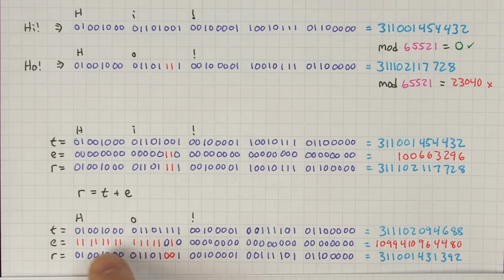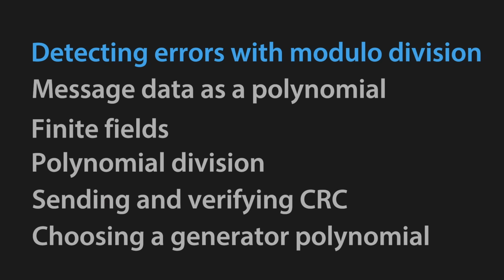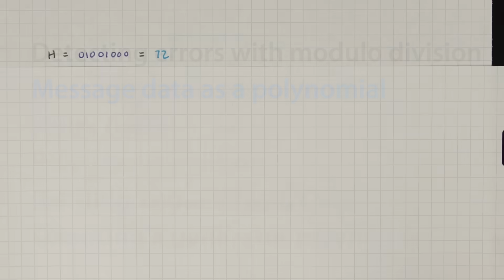So CRC doesn't represent the message as a number like this. Instead, it still represents it as a mathematical expression, but it represents it as a polynomial. So check this out. Let me show you an example of how that works.